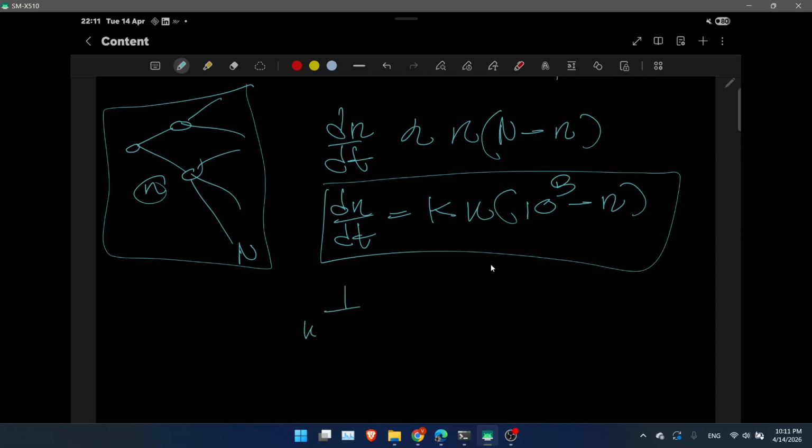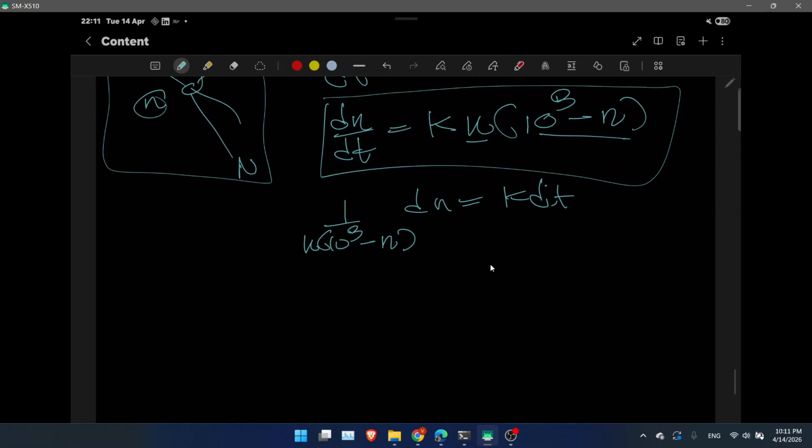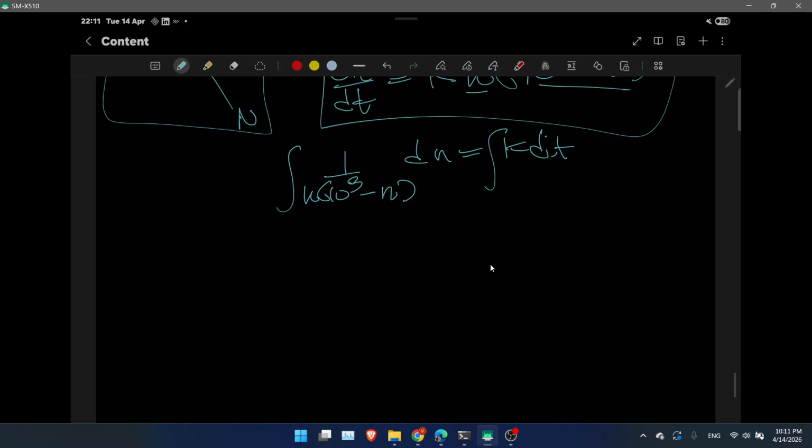We take the variables with n to the left side, 1 over n times (1000 minus n) dn is equal to k times dt. To solve this, we integrate both of the sides. Now it is always about solving this integration, and the best way to solve this is partial fractions.